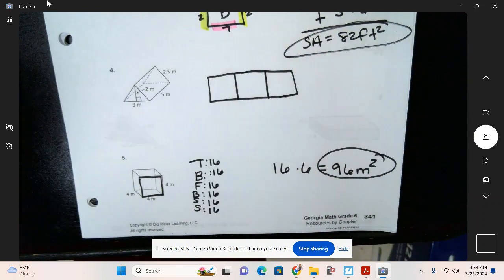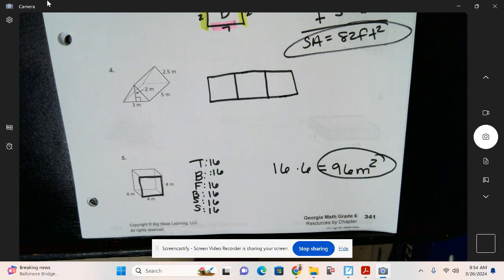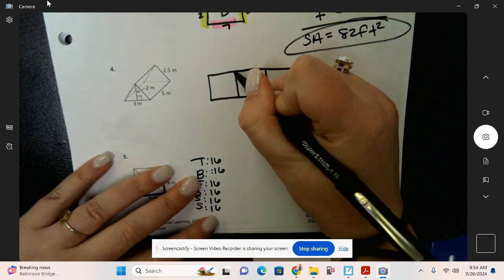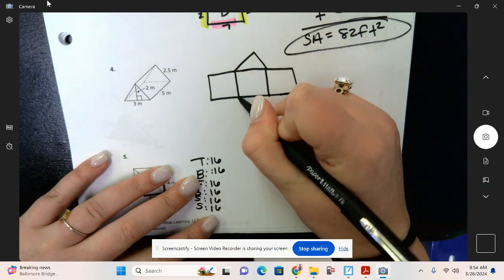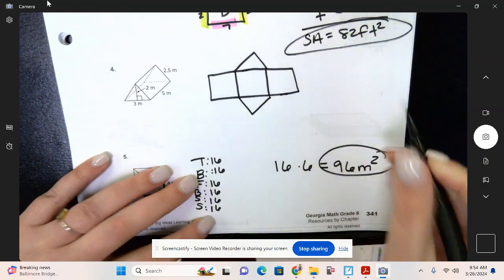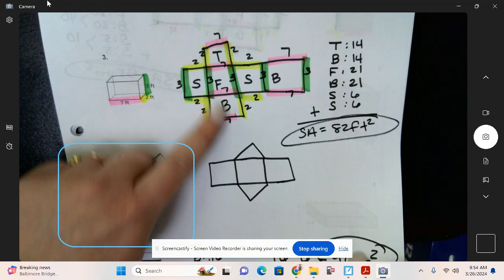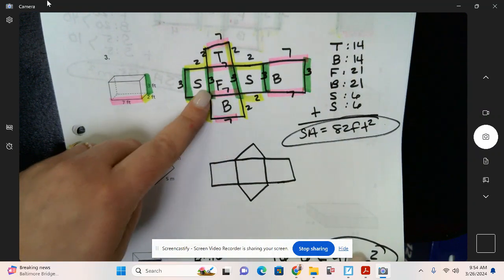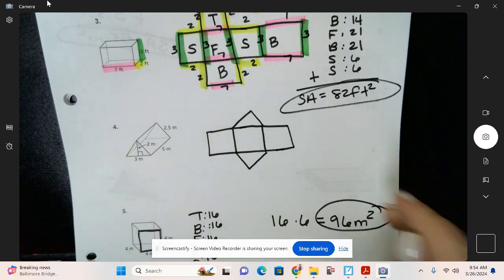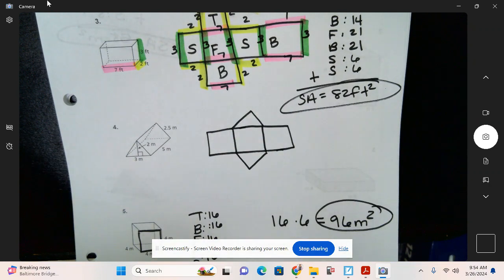But our wings this time, what are they? Triangles. Do you see the difference between this and this? And how many faces do I need? 5. Okay.